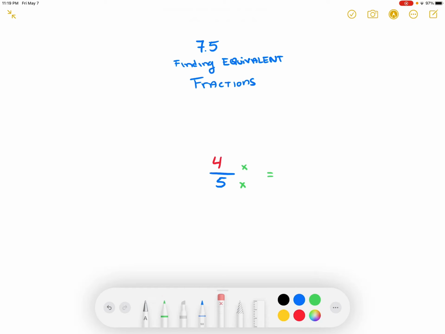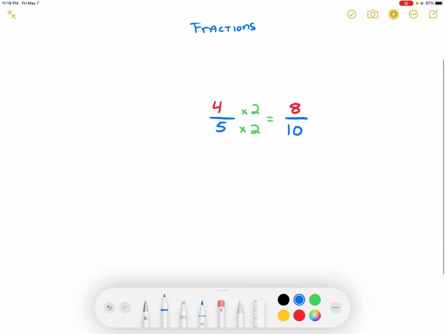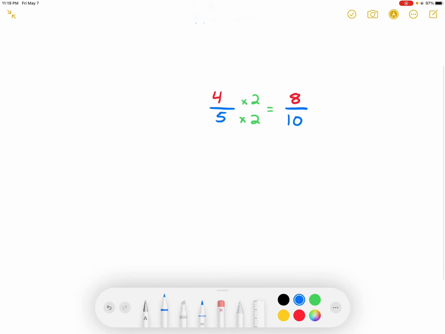What I'm talking about is choose any other number besides 1 or 0. You can even use negative numbers, but that doesn't really make sense. Let's say 2. As long as you multiply both the bottom and the top by the same number, you're good. So 4 times 2 is 8. 5 times 2 is 10. And 8 over 10 has the same value as 4/5.